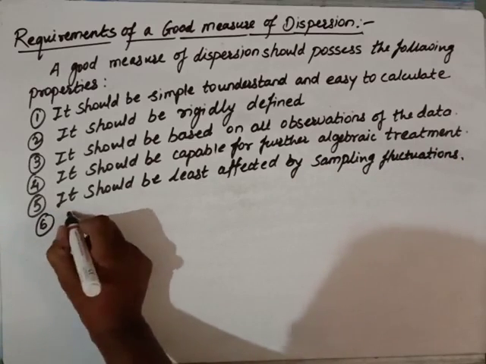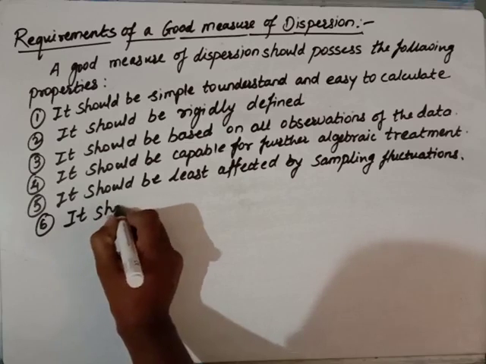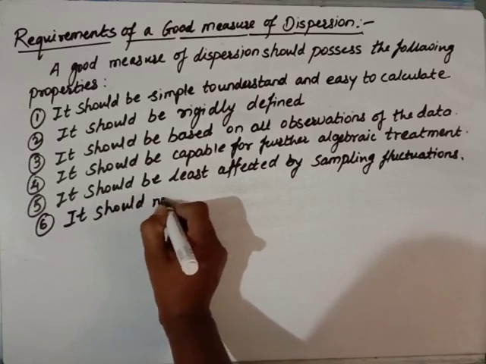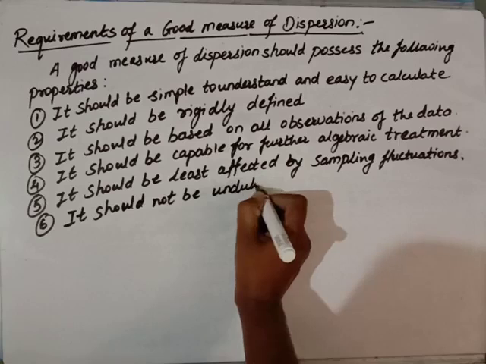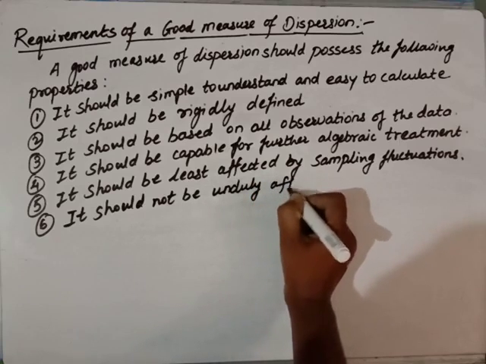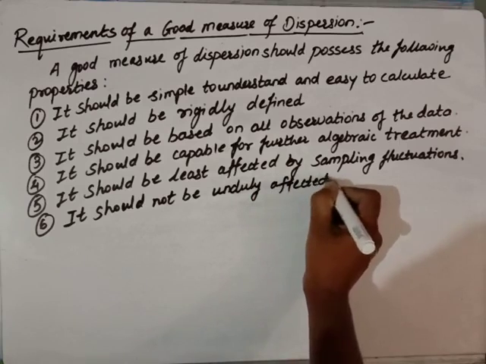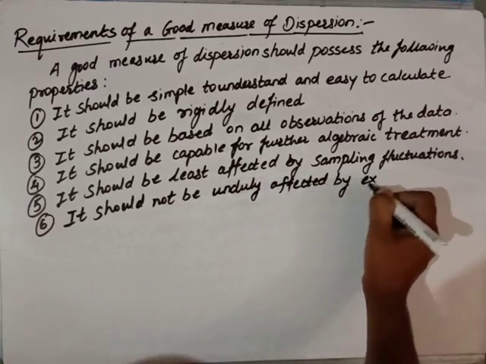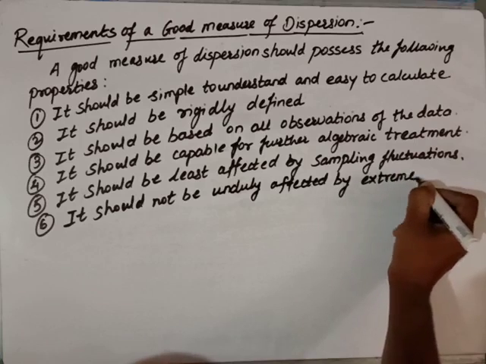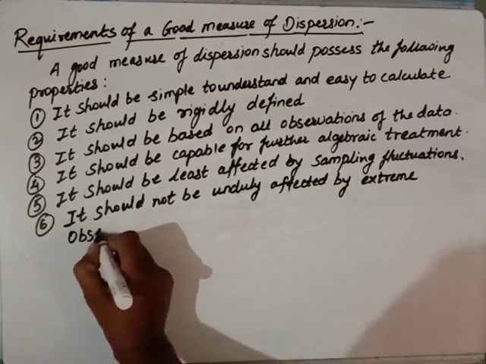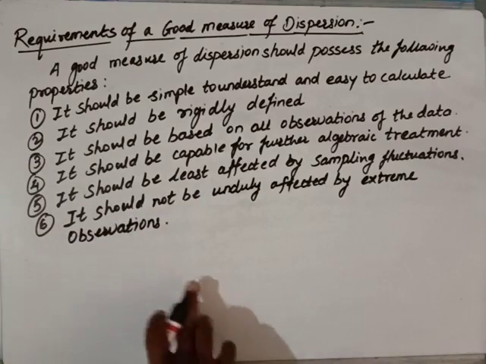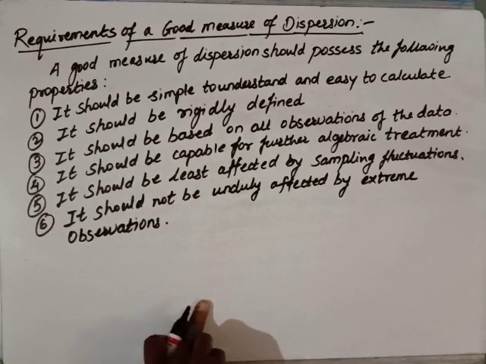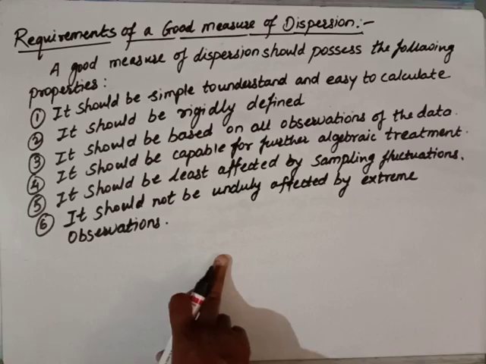Then the next one, it should not be unduly affected by extreme observations. These are some properties that are required to be satisfied for a good measure of dispersion. So for this purpose, we need the measures of dispersion to calculate.